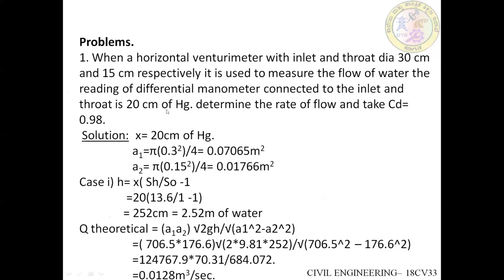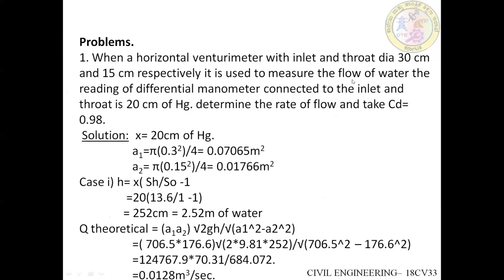Let us see what all the things are given. The inlet dia, that is D1, is given as 30 centimeter. If you convert that to meter, you will get it as 0.3 meters. And the throat dia, that is D2, if you convert the centimeter to meter, you will get D2 is equal to 0.15 meters. So by knowing this diameter D1 and D2, you can calculate A1 and A2.